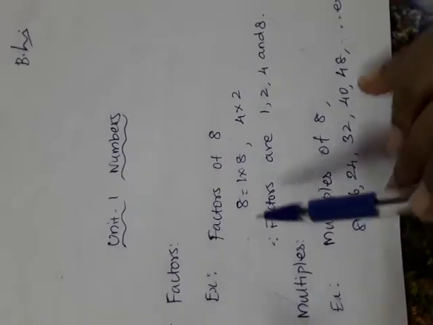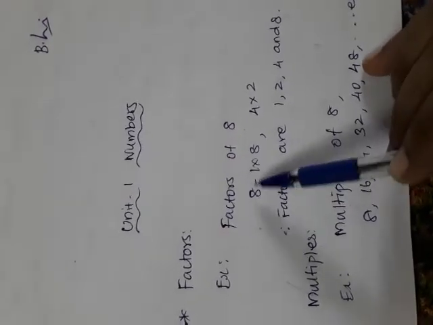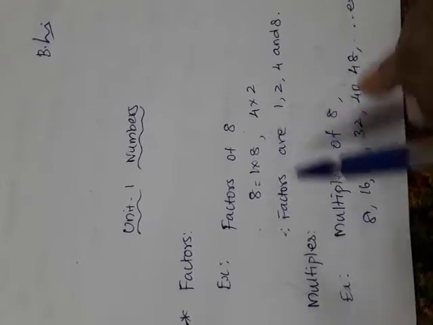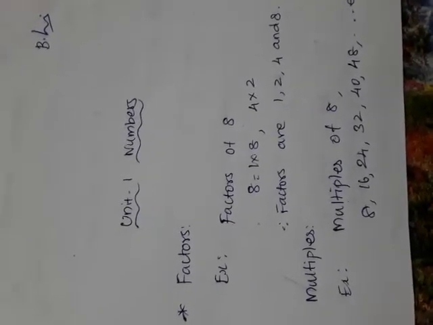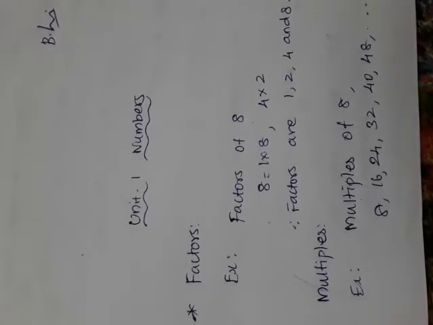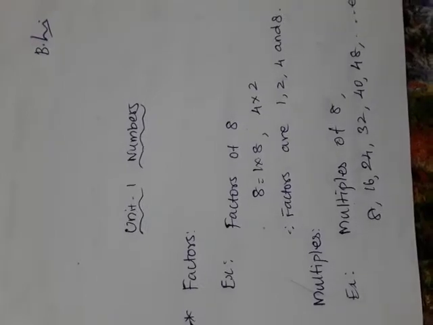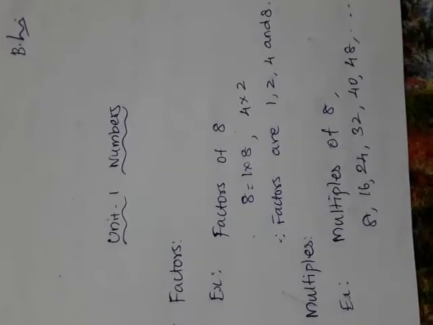Simply you can remember like this. You write the tables. The given number is 8, so you write the tables in which 8 will come. You write those numbers, and those particular numbers are the factors of the given number. Clear? Now multiples. Multiples is very easy.